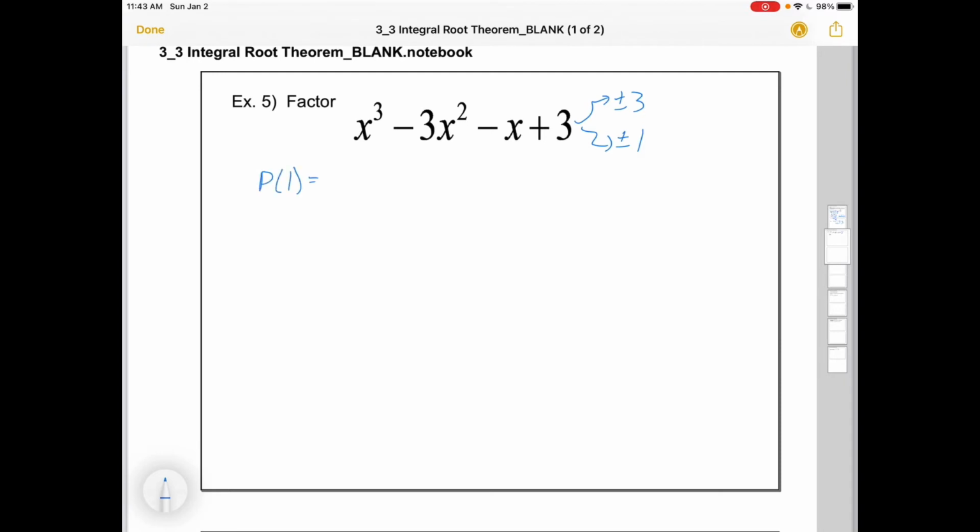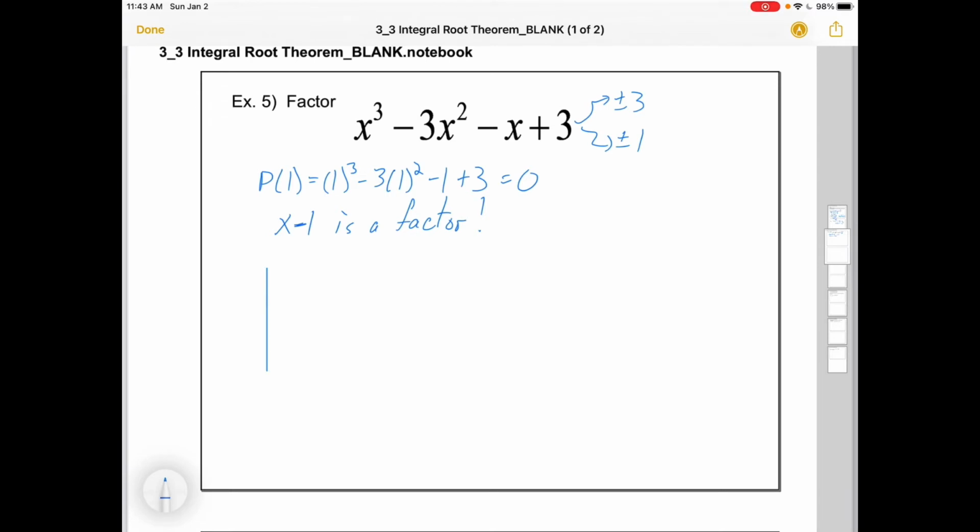If I put in 1, I'll have 1 cubed minus 3 times 1 squared minus 1 plus 3. Oh my gosh, that's 0. So that means that x minus 1 is a factor. And I'm going to write that down every time, that is the factor that I found by plugging in 1. Okay. And now we can do this division.